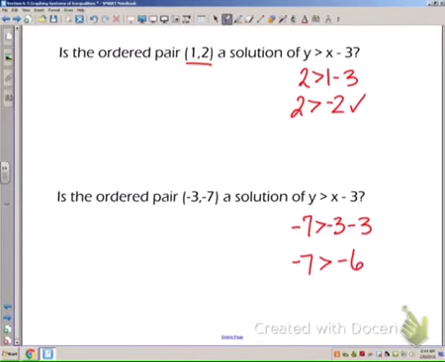That's a little bit tricky because you see the 7, you know 7's bigger than 6, but since they have those negatives in there, that changes it. -7 is smaller than -6, so this is not true. Not a solution.